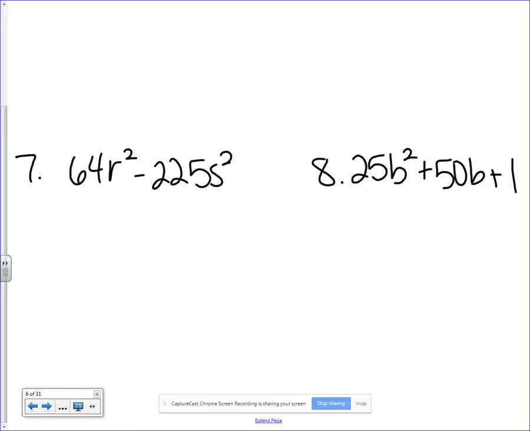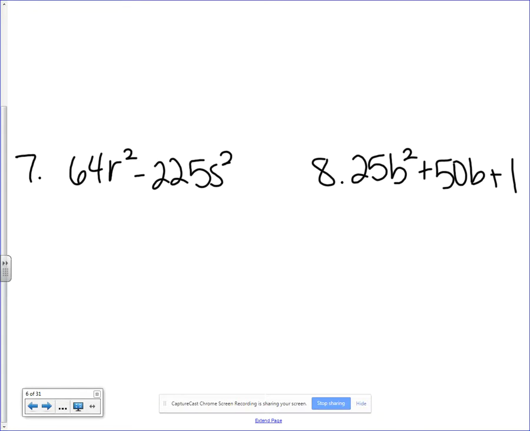Can we take anything out of number 7? No. How many terms do you have? So your only option is the difference. Is this the difference? Yes or no, folks? Does that minus mean difference? Yes, it does. Are 64 and 225 perfect squares?